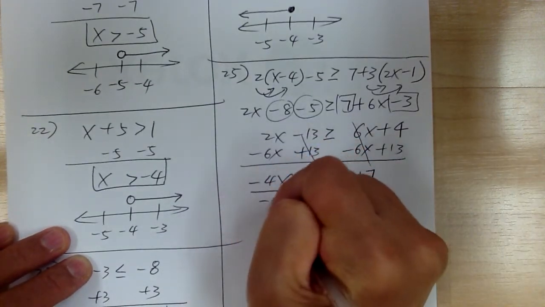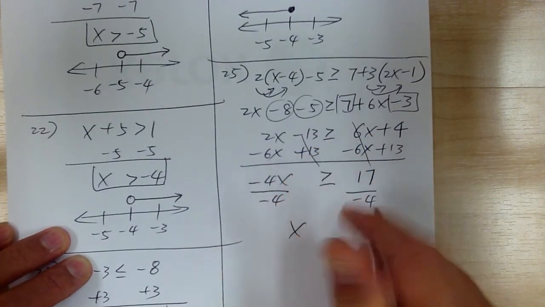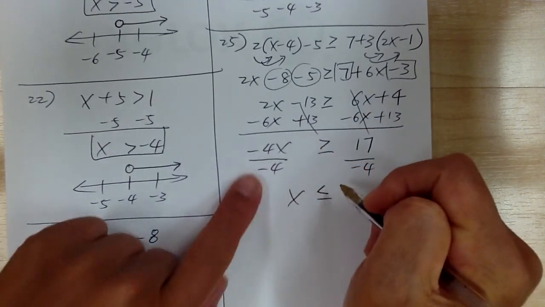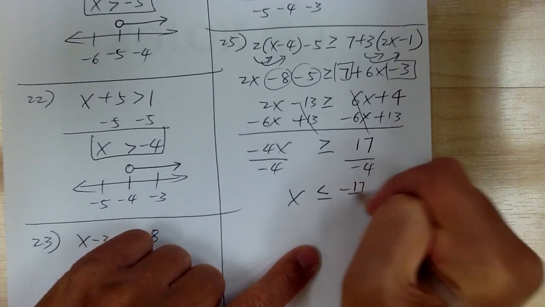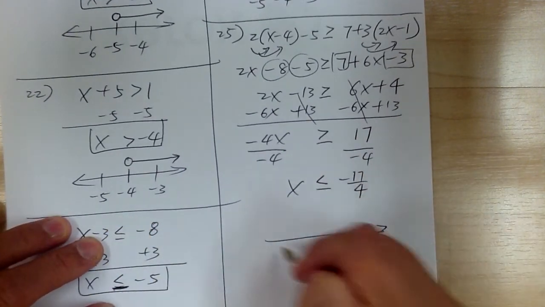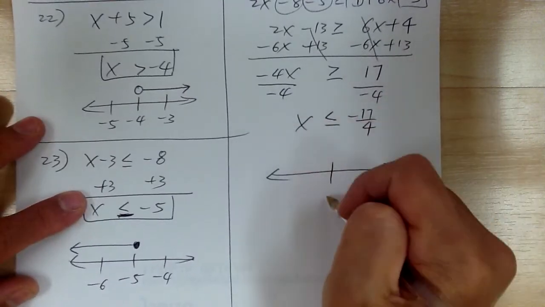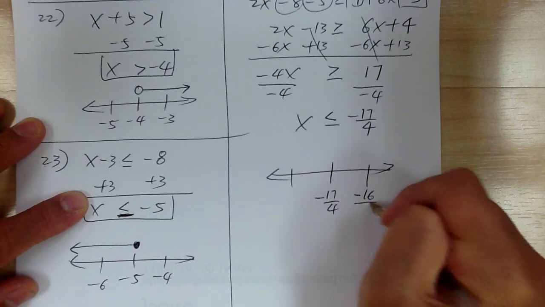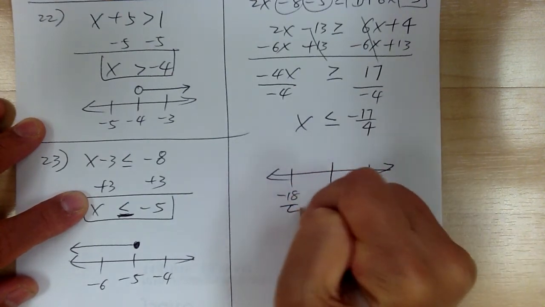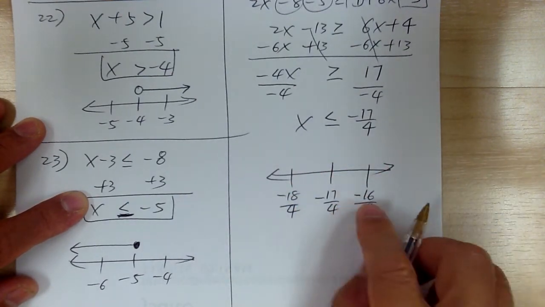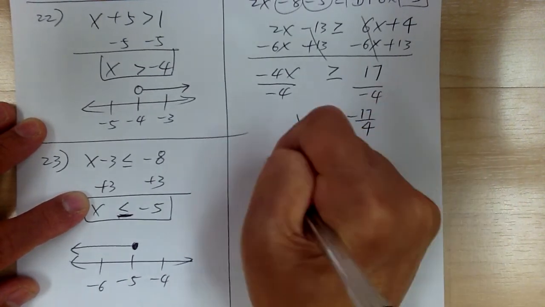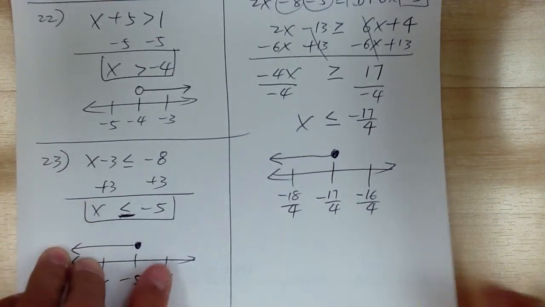Then after that, you have to divide by negative 4, divide by negative 4. So x, now when you divide by a negative number, it means you have to change direction. Negative means opposite, so you have to change direction. Negative 17 over 4. So now to graph that, whatever number you're going to graph, you put here. So negative 17 over 4. The next numbers will be negative 16 over 4 and negative 18 over 4. Don't worry about simplifying. And so again, this is a closed circle. And we're going this way, and that's it. Okay, let's go to number 26.